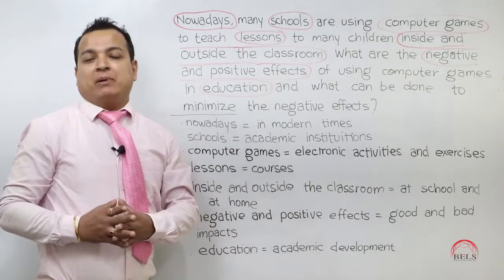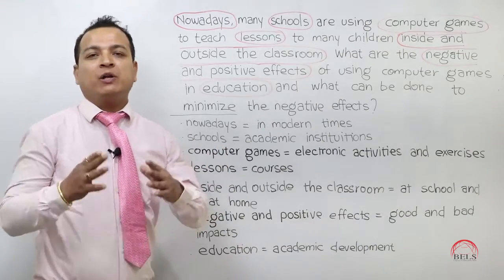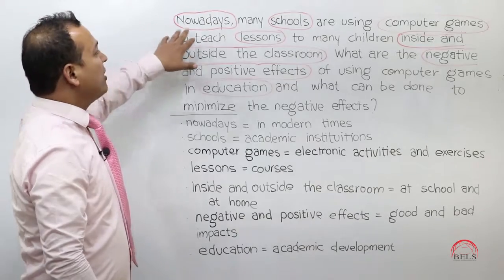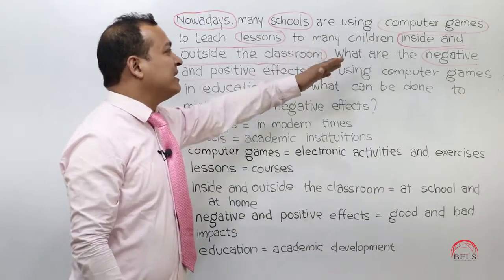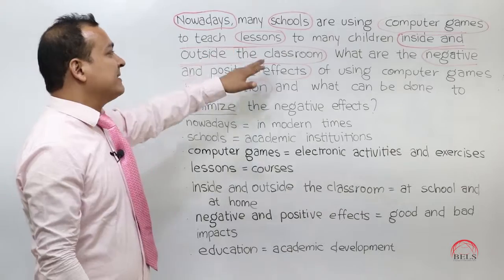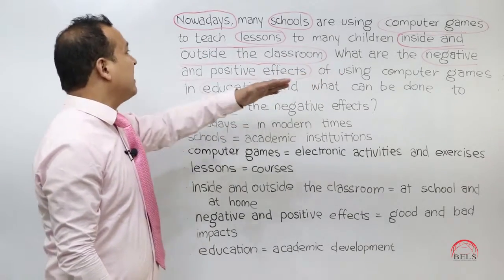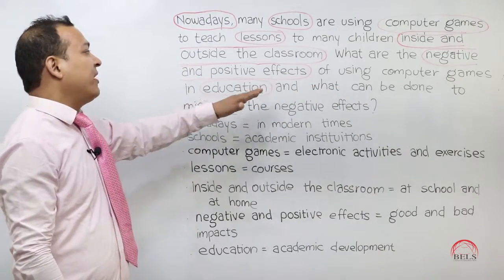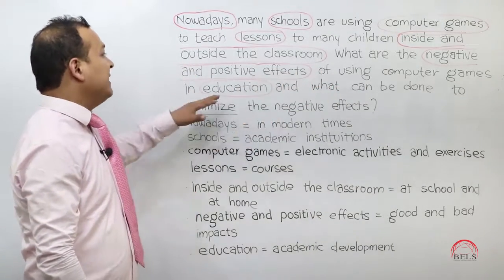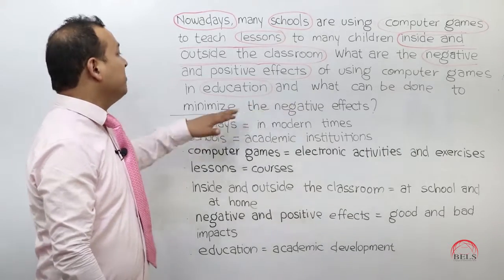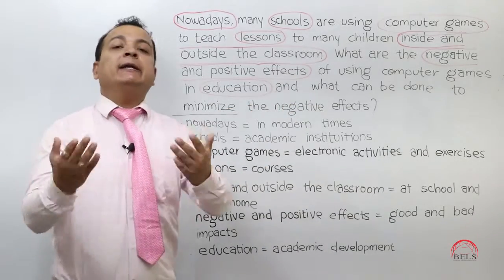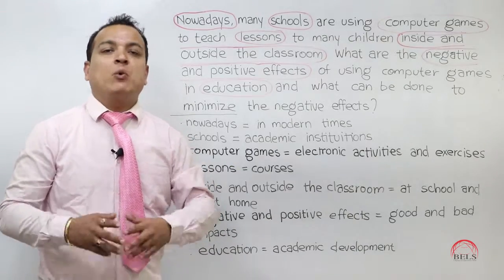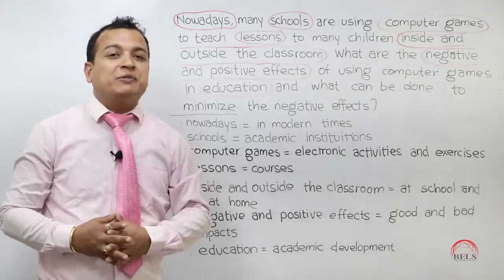Let's have one more example. By using the UVS formula, we are going to start with one more example. Here we have one example, that is, nowadays many schools are using computer games to teach lessons to many children inside and outside the classroom. What are the negative and positive effects of using computer games in education, and what can be done to minimize the negative effects? So clearly it indicates this is a cause and solution based question which you have to deal with. Now, how to use the UVS formula?